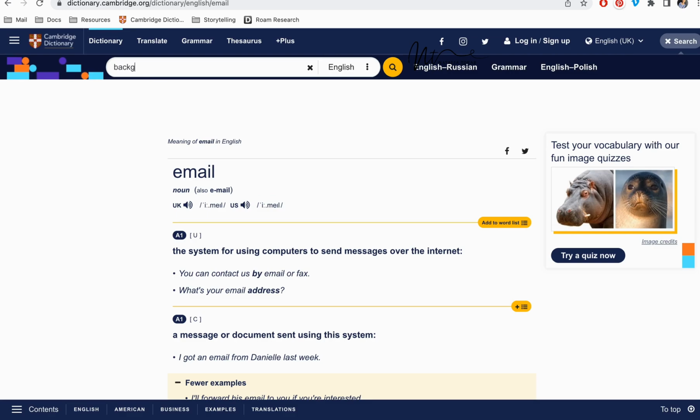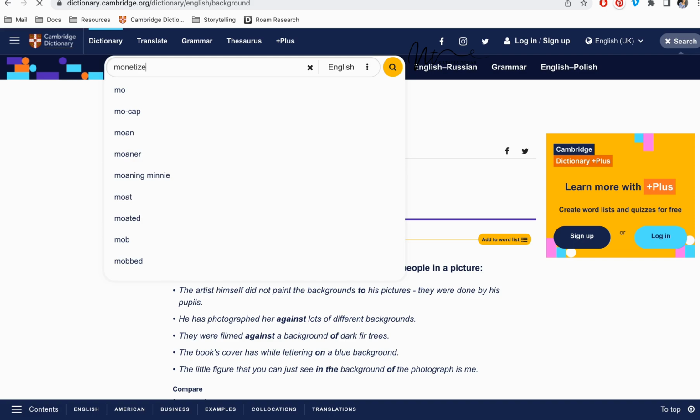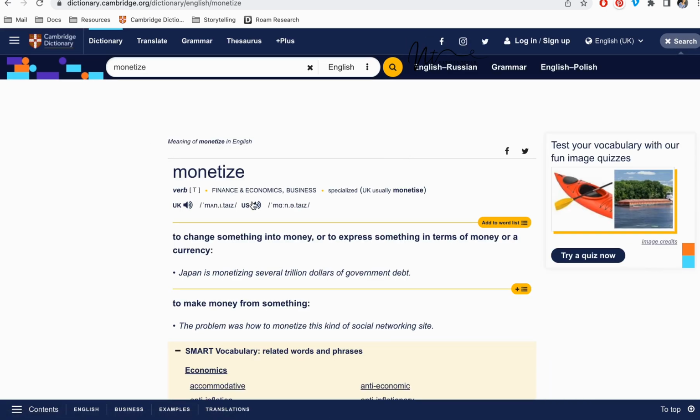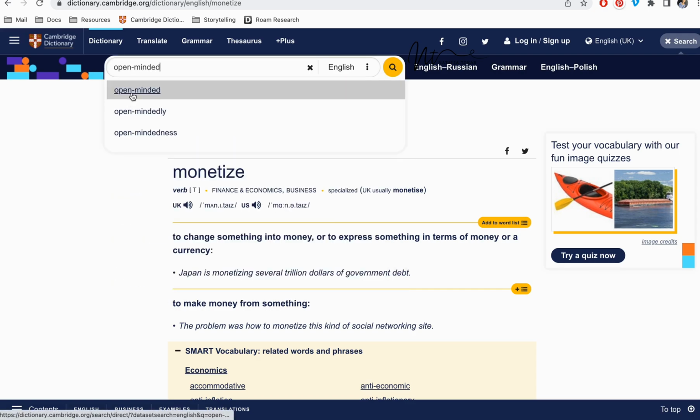Another common mistake is that people say background when in reality it's background. I heard so many people say monetize when in fact it's monetize. Or my favorite, how would you read this word? Do you know how to stress it?